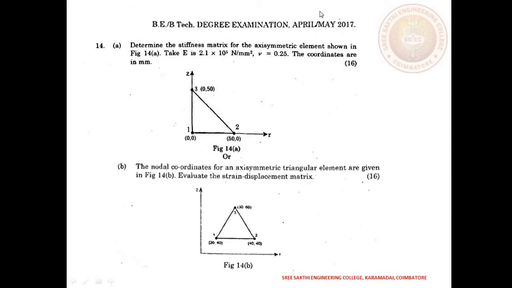Next, the question paper of April-May 2017, in both A and B, they are asking only about the axisymmetric element, the axisymmetric triangular element. So what we need to calculate is the stiffness matrix. Here we need to evaluate the strain displacement matrix. So here it is 16 marks, here also 16. So this is your previous year question paper.